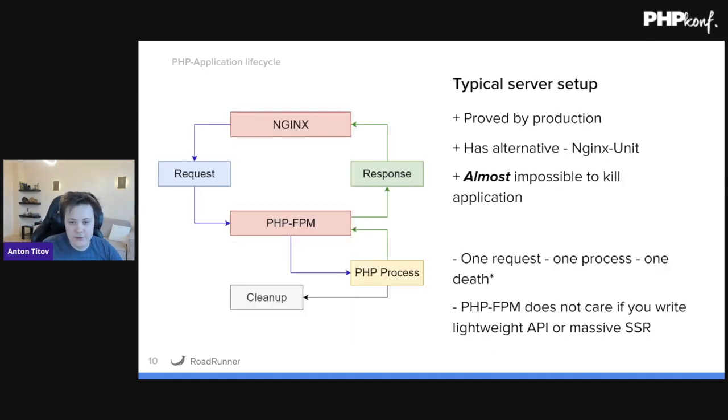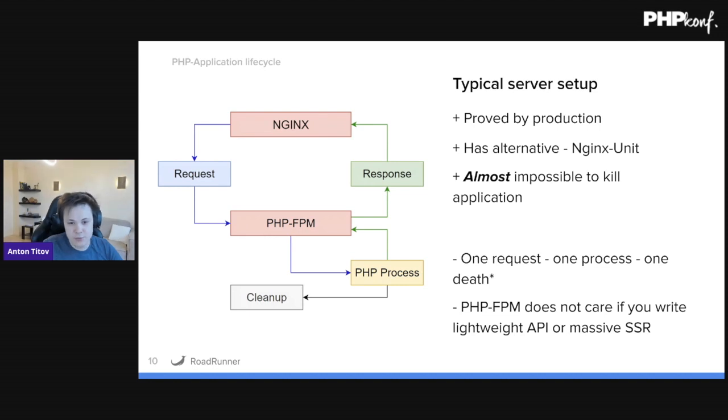Typically, this approach works like that on a server. We have an Nginx as ingress server. It handles some of the static requests, some of the proxy requests, and then for the application, it just delegates execution to PHP FPM, which is a process manager, which delegates it to the free or newly created PHP worker. Once the worker is done, we have to start over again. So in this case, we have one request, one process, one death of this process.